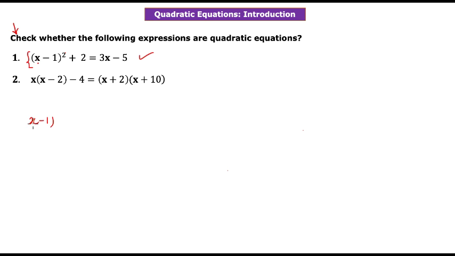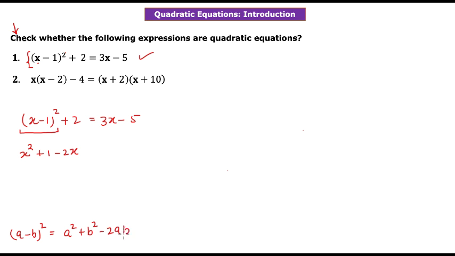So my example 1 is x minus 1 whole square plus 2 is equal to 3x minus 5. When I expand the left hand side, I see that x minus 1 whole square can be stated to be x square plus 1 minus 2x. I am simply utilizing a standard identity, which is a minus b whole square is equal to a square plus b square minus 2ab, and that's exactly what I've done here. The rest of the parts in this expression are 2, which comes as it is, and this is equal to 3x minus 5.